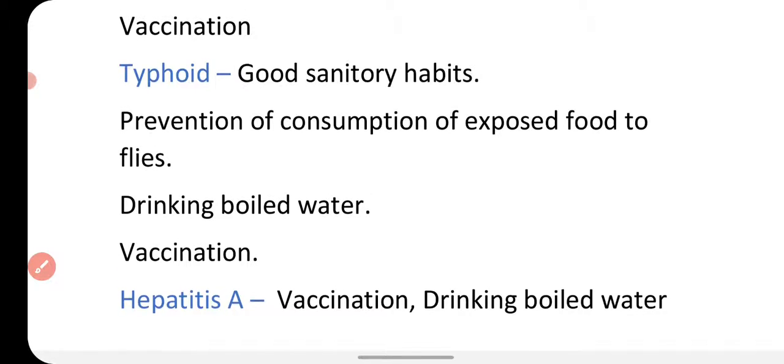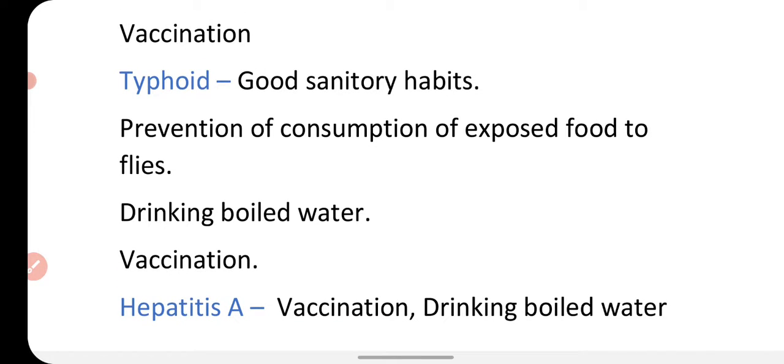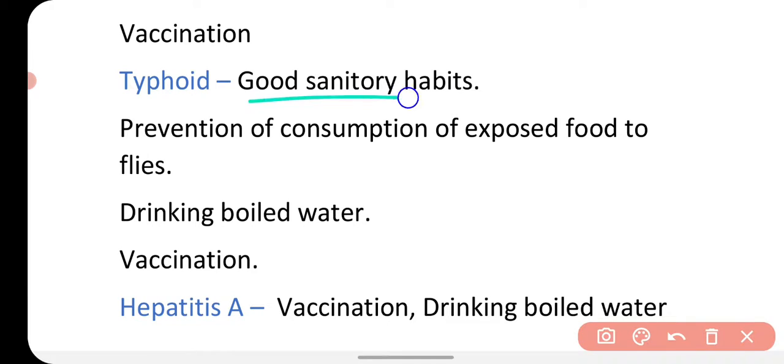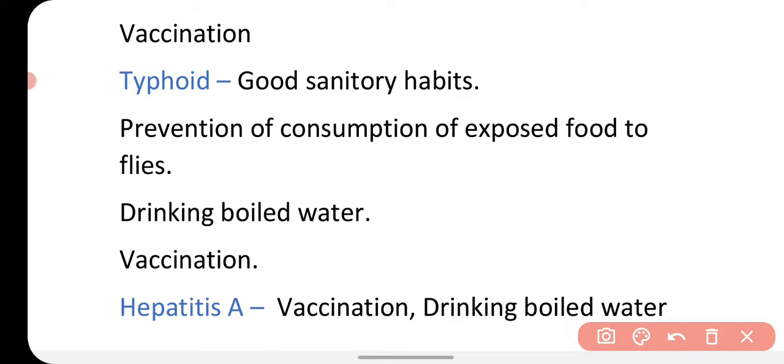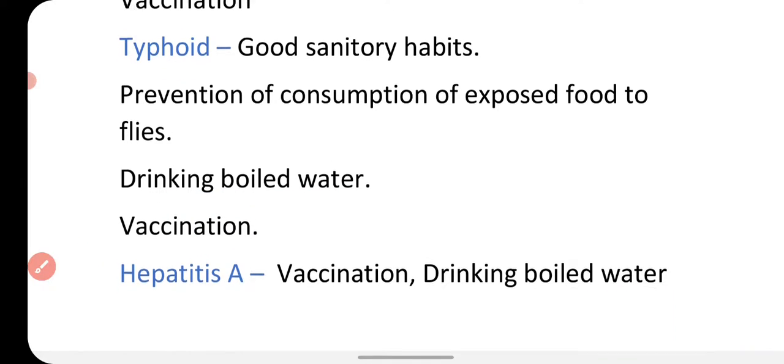Next, typhoid. If you want to save yourself from typhoid, then you should follow good sanitary habits. You must keep yourself hygienic, follow the rules of sanitation, and avoid consuming food exposed to flies, because flies are the vector of typhoid bacteria. That's why you must not eat exposed food on which flies are moving. You should drink boiled water, and vaccination can also be done to prevent this disease.